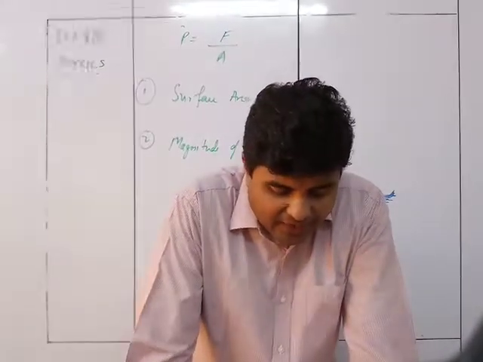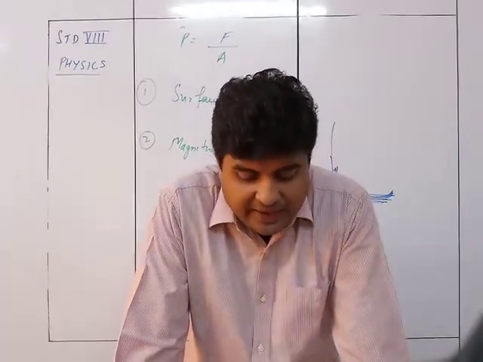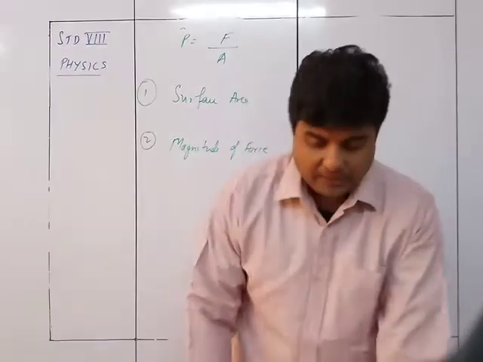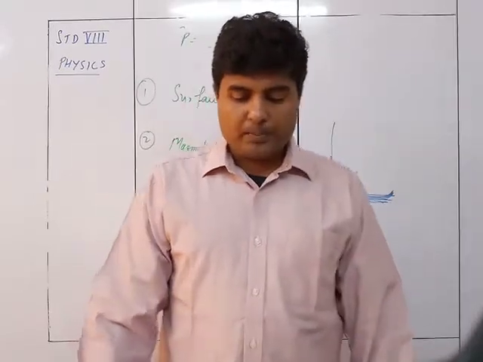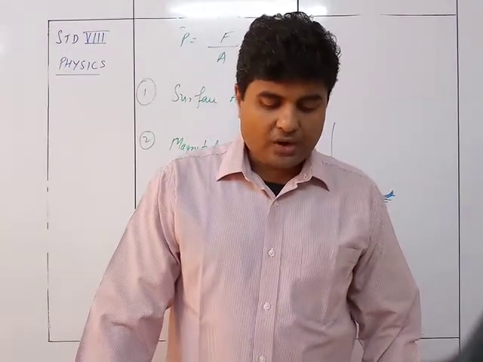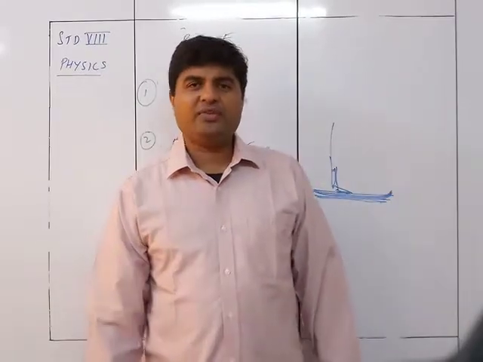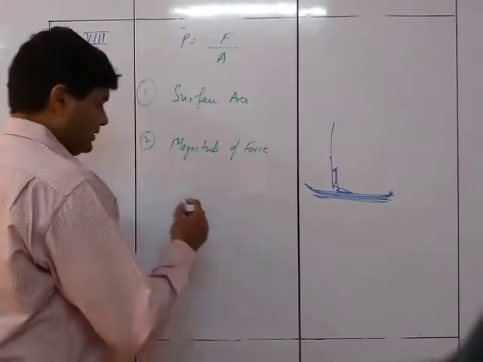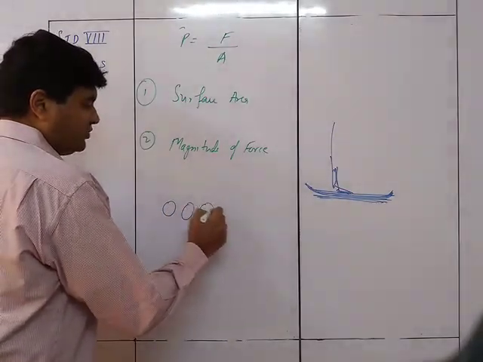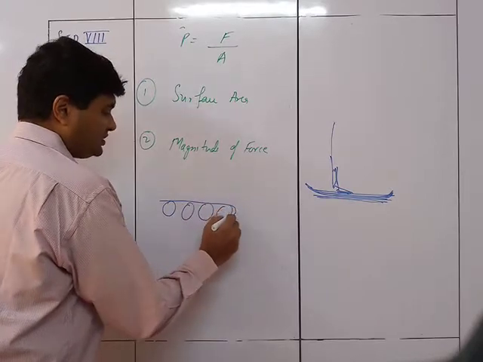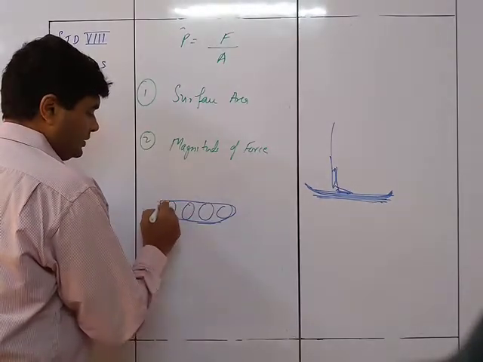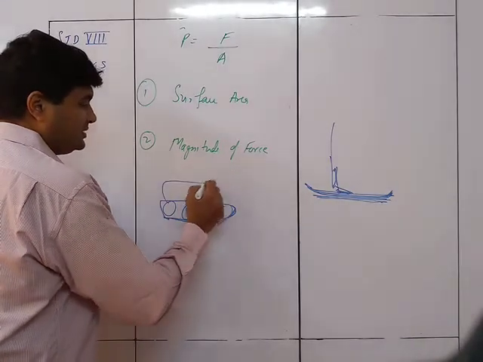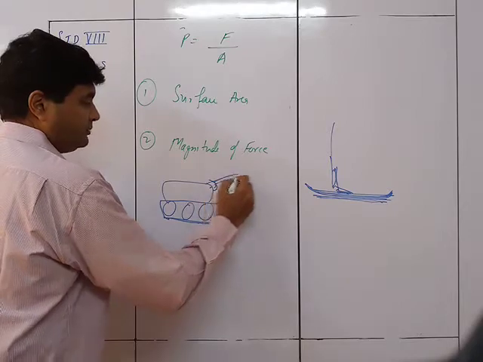The next is, army tanks are usually very heavy and they exert large pressure on the ground if they move on wheels. Hence, they are made to move over a broad steel track called caterpillar wheels of tanks. Have you seen a tank? Now, when you see a tank, it will be having wheels like this, but these wheels are connected to a broad steel belt like this. So this is a tank.